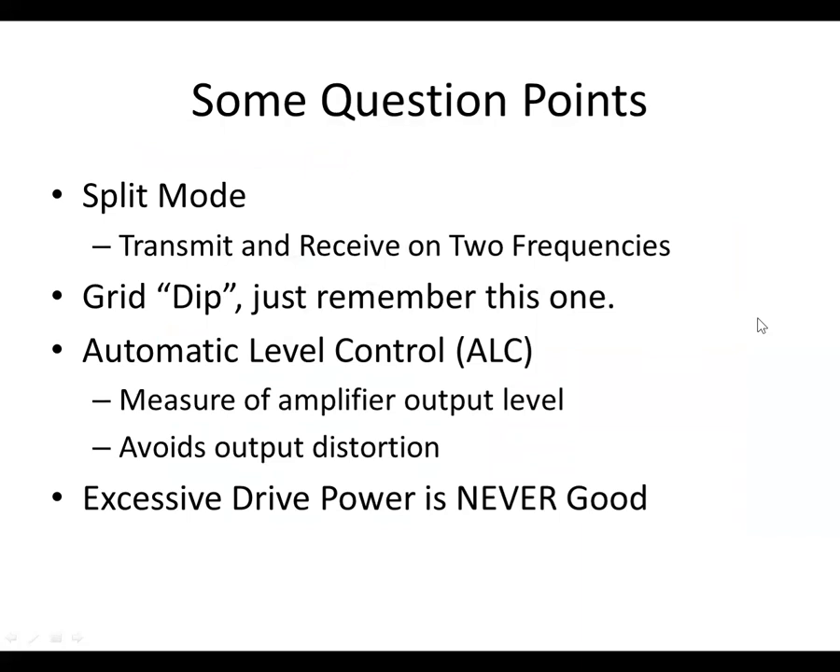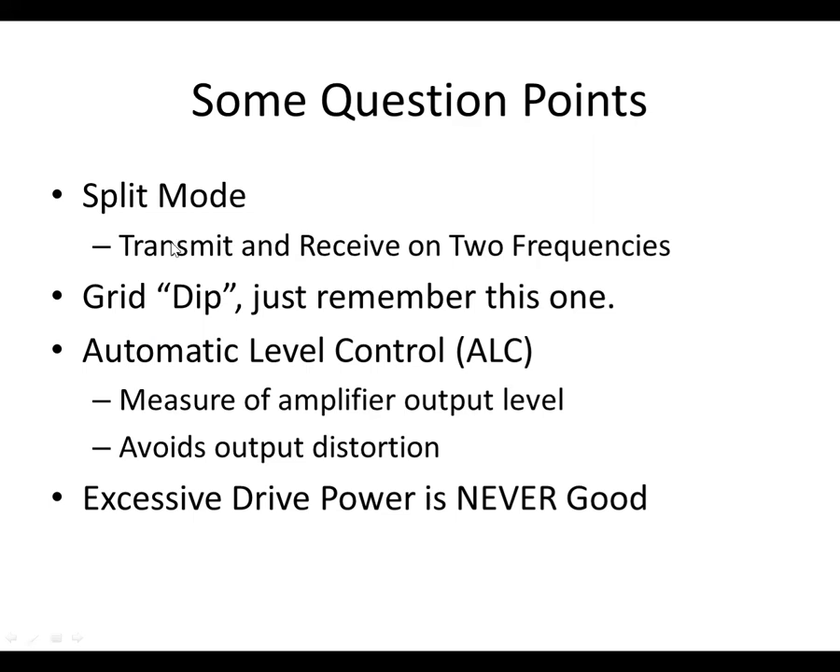Now there are some questions on the test that I just thought I'd address without a whole lot of explanation. Split mode is a mode of operation where you're transmitting and receiving on two different frequencies. And we looked at that on VHF, UHF repeaters, where it was a split mode and we would receive on one frequency and transmit on another frequency.